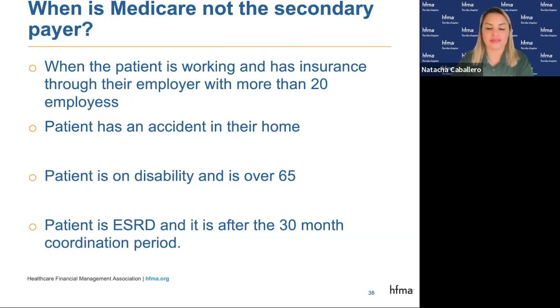Okay, so we're going to share the results. And the answer here is actually number 2. Accidents in the home are not covered under liability, and Medicare would be the primary payer.